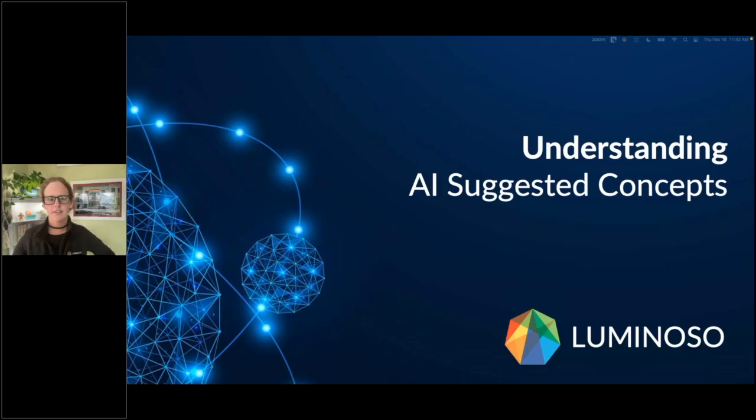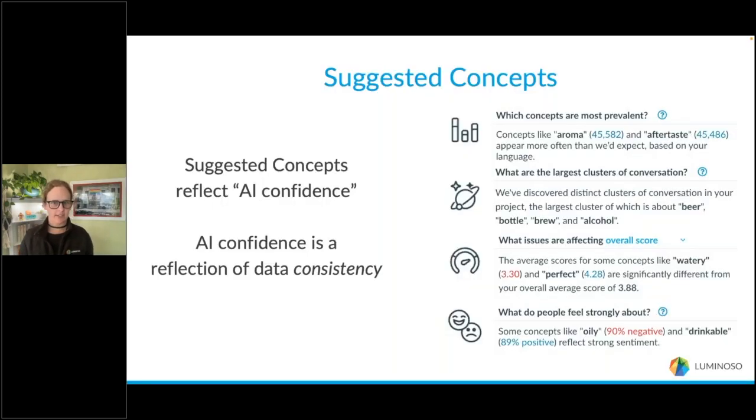So let's start with, what are suggested concepts? Suggested concepts are concepts that reflect AI confidence, but confidence about what? Each of our features evaluates concepts in unique ways. Volume surfaces what is most common. Galaxy surfaces what is related to what. Drivers surfaces what is associated with scores or any linear numerical metadata. And sentiment surfaces what people are speaking most strongly about.